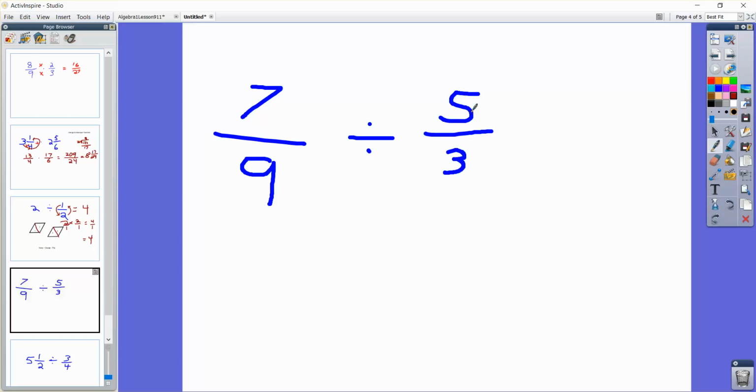We have a fraction that's greater than 1, totally okay. So I'm going to keep the first fraction, just like before. Keep the first fraction, 7/9. We're going to change the operation.